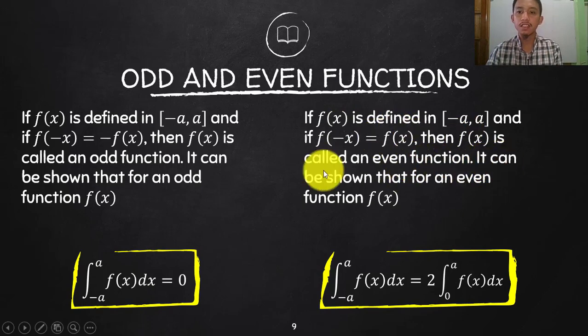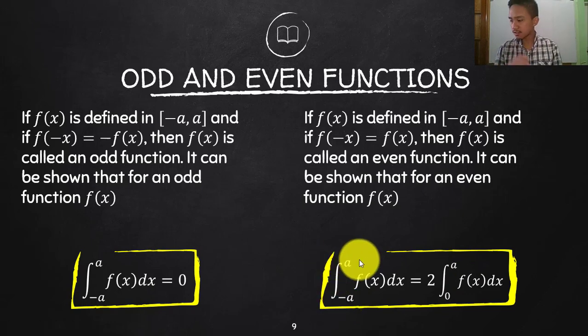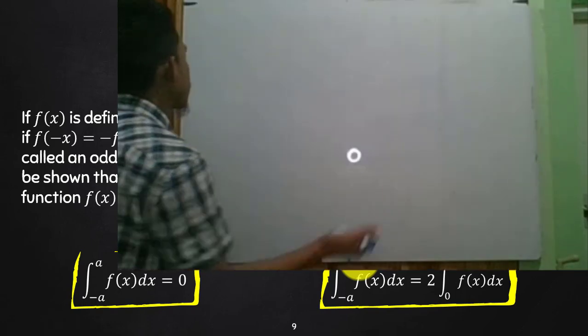Then it can be shown that for that even function f of x, the integral is actually twice. Since it is from negative a to a, you can consider a number in between, let's say 0, so you can get the limit from 0 to a and multiply it by 2, which is the same as negative a to a. So that is your odd and even function. Let me give you an example of odd and even functions so that you will not be confused.